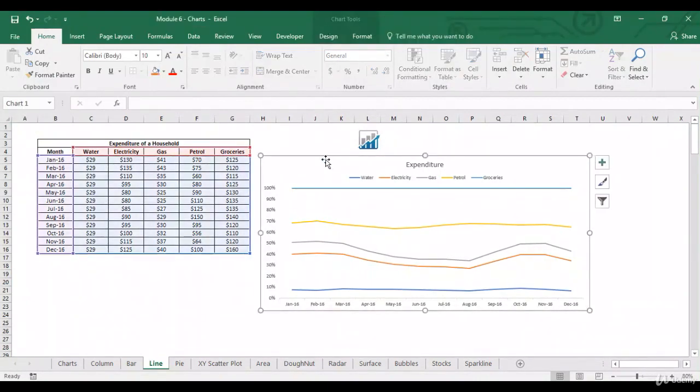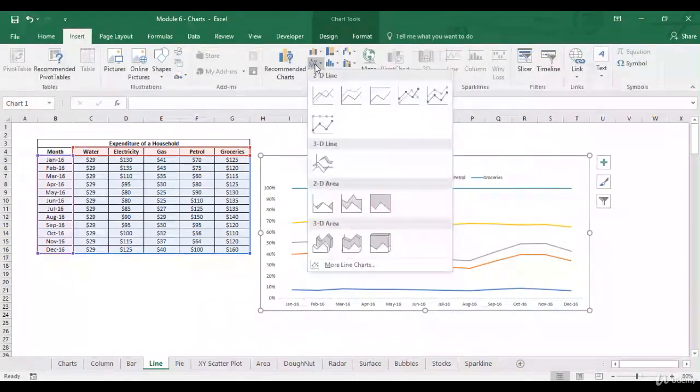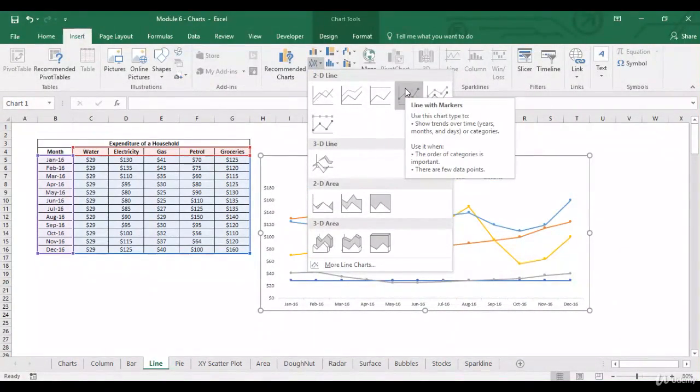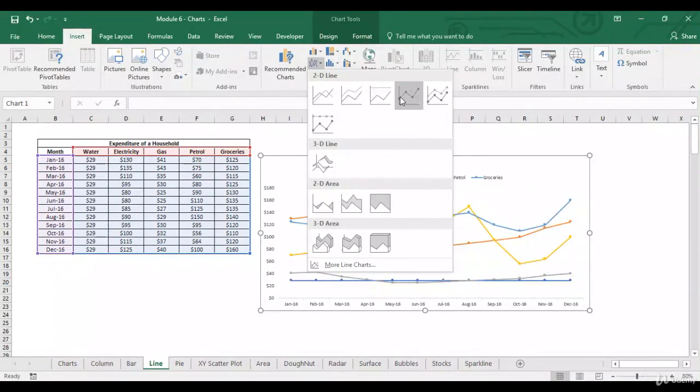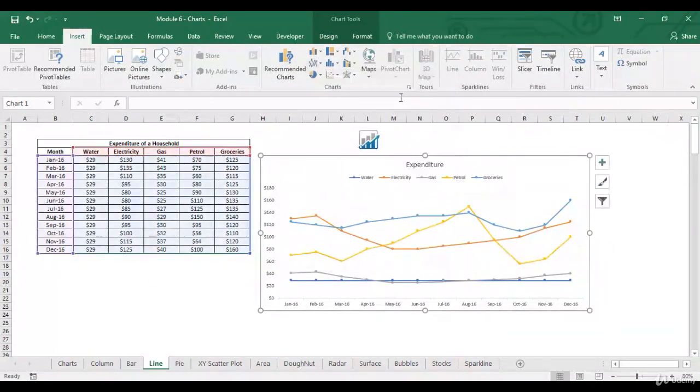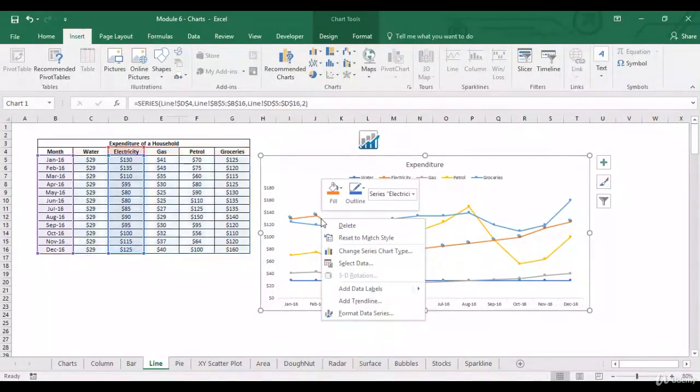Now let's look at another line chart. So again, I'll click on this chart, I'll go to insert. Now this is line with markers, shows trends over time. So this is similar to the normal line chart, just that over here we've got markers also representing the data points. I can add the data labels also. So I'll just do a right click, add data labels.